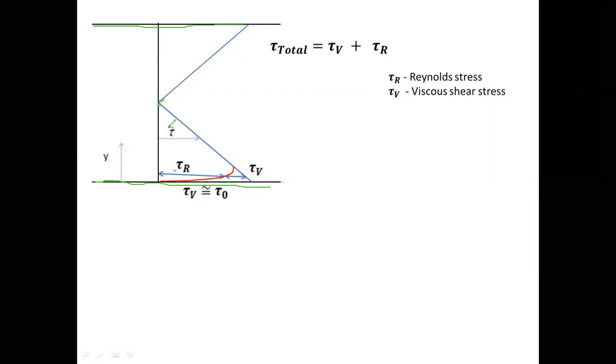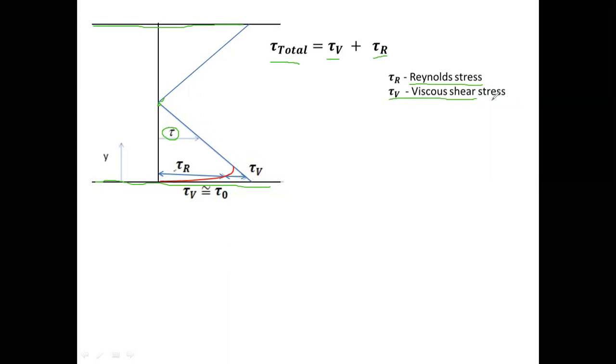In turbulent flow, the total shear stress tau at a given place has two components. One is the shear stress due to the viscous or laminar effect. Another, additional shear stress, is developed as you observed in the previous slide. That is tau r, due to the turbulent effect. We call that the Reynolds stress or turbulent shear stress. The tau v we call the viscous shear stress.